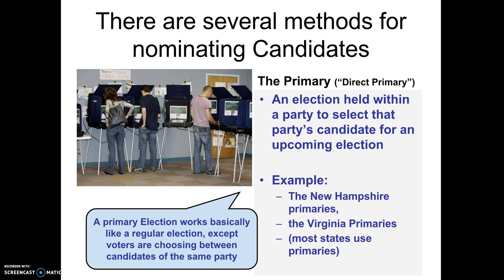The only thing that makes this different from, say, a typical general election is that in a primary, the ballot that you're voting from only includes candidates from one party, typically, because you are trying to select the best candidate for that party to send forward to the general election. A couple of famous examples. One famous nationwide is the New Hampshire primary. This is typically the first primary that happens in a presidential election year.